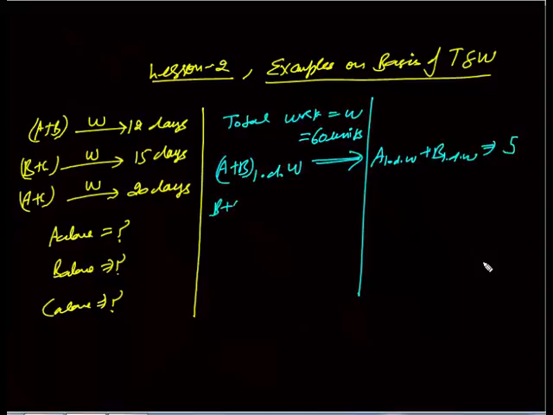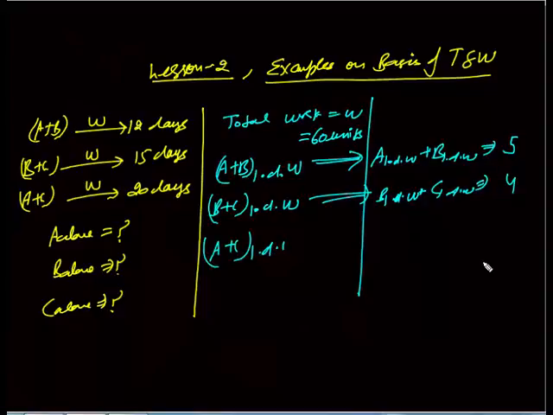What about B and C one day work? It automatically means B one day work plus C one day work. In 15 days they are doing 60, so one day they will do 4. What about A and C one day work? It automatically means A one day work plus C one day work. In 20 days they are doing 60, so one day they will do 3.